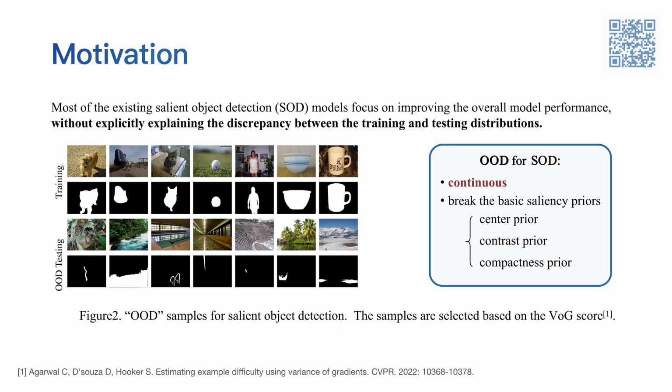Recently, most of the existing salient object detection, or SOD, models focus on improving the overall model performance without explicitly explaining the discrepancy between the training and testing distributions. We compute the VOG scores of samples from the DUTS testing dataset, where the difficult samples are distinct from the training set. In this paper, we define OOD samples for saliency detection as those that break the basic saliency priors. In this case, saliency OOD is continuous instead of discrete.